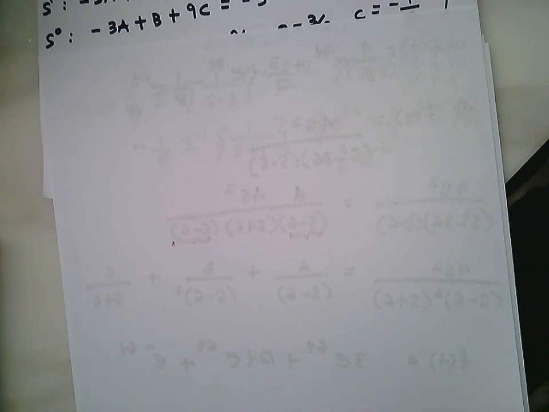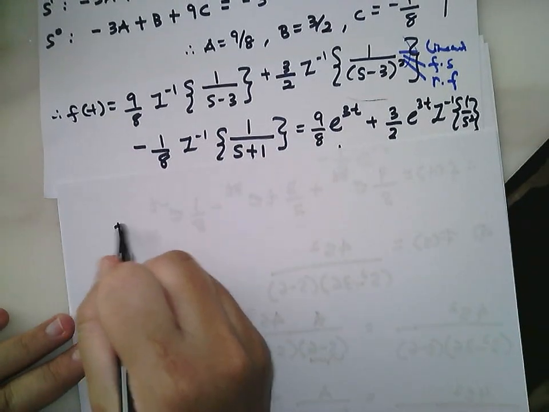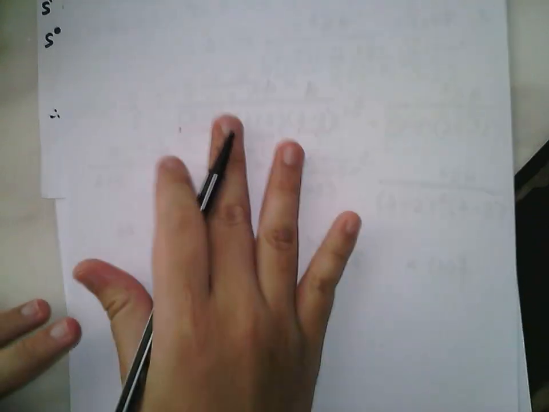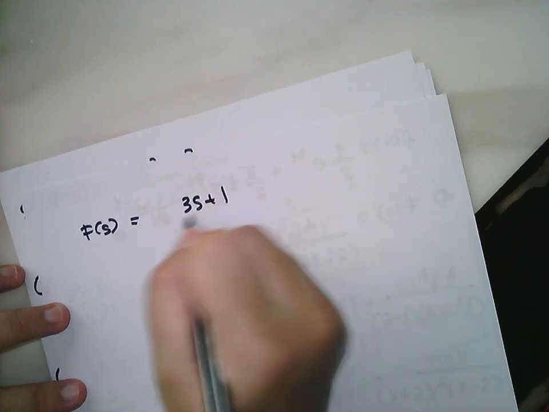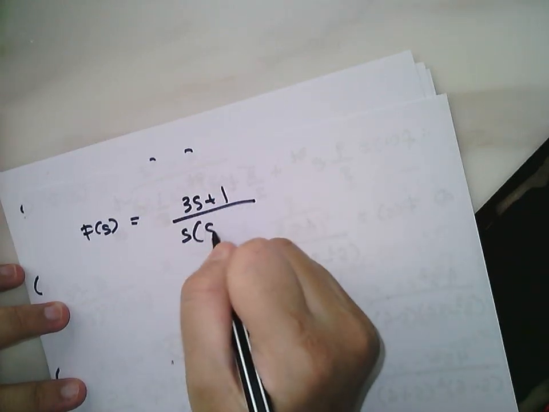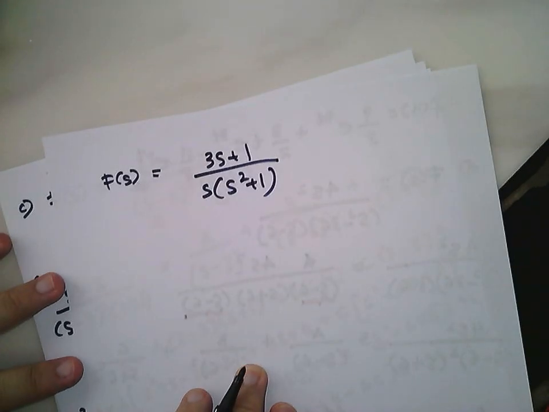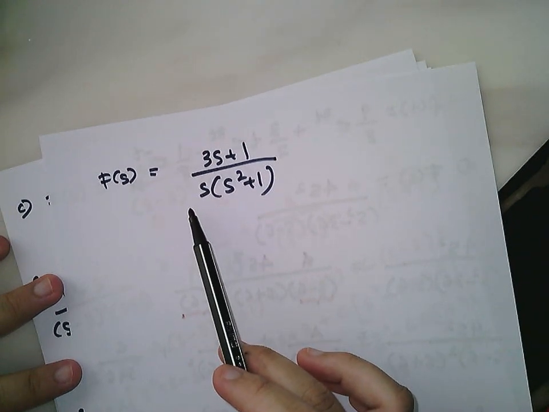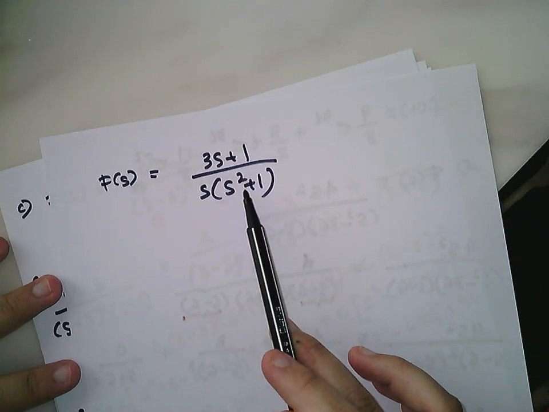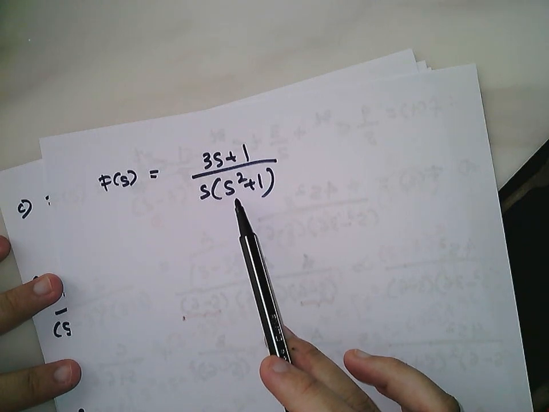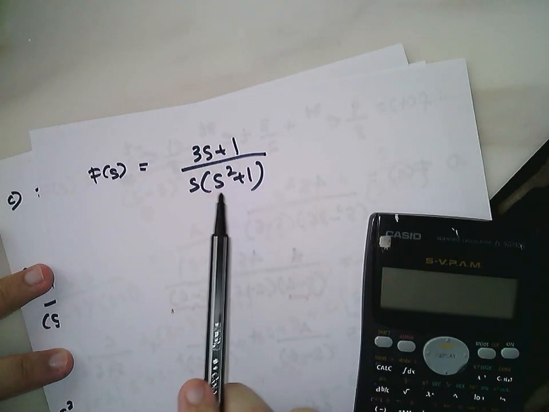Okay, so let's consider this function. If your F(s) is equal to (3s + 1) over s(s squared plus 1). So this is a linear factor, and the last one, s squared plus 1, is a quadratic function. As you can see, this quadratic function you cannot factorize.